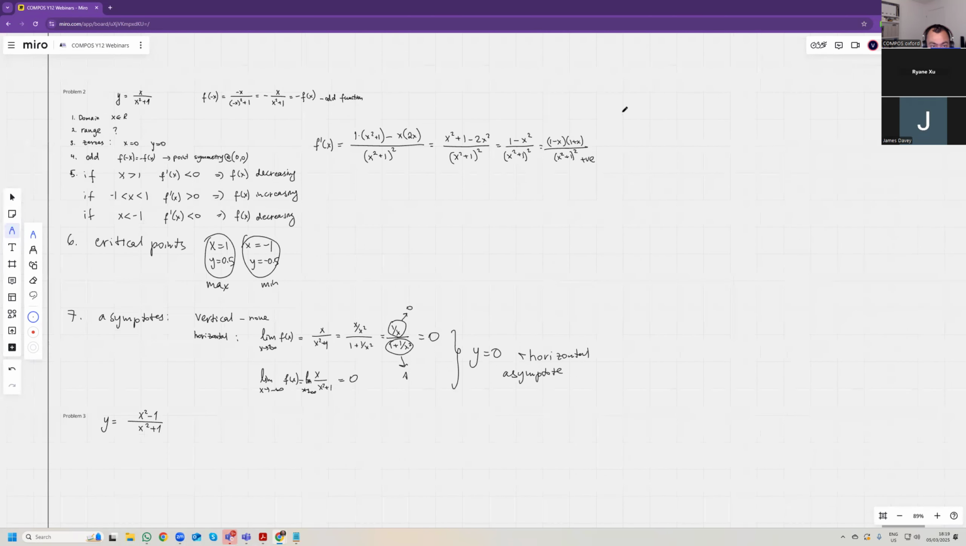So I like to combine this information on a single table. I draw the axis and put all the interesting points. The interesting points are the zeros, so 0, and the critical points, 1 and minus 1.